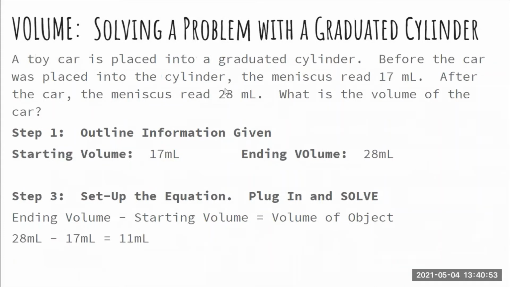Okay, so let's look at another type of problem, the one that is using a graduated cylinder for an irregularly shaped item. So again, we're going to go ahead and underline the information given. A toy car is placed into a graduated cylinder. If you see a graduated cylinder, you almost always know it's going to be an irregularly shaped object, and you're going to be using the displacement method. Before the car was placed into the cylinder, the meniscus read 17 milliliters. If you don't remember what the meniscus was, it's the lowest point of a curve when you're reading it. So you always read at the meniscus. After the car, the meniscus read 28 milliliters. What is the volume of the car?